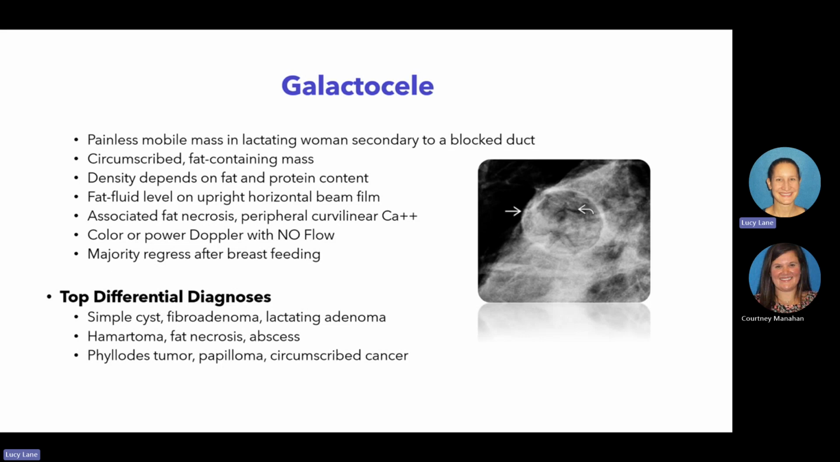So, galactoceles are again painless, mobile masses in a lactating woman, and it's secondary to a blocked duct. So basically, you get a collection of milk, and because of that, you get different views. They can look very different on ultrasound, depending on the age of the milk and how it's coagulated. Generally, you'll get a fat fluid level, and you won't have any flow on color Doppler. So there's no blood flow to this, which helps you understand that it's just a collection of milk and not a mass. And the majority of these actually regress after breastfeeding as well, like the lactating adenoma.